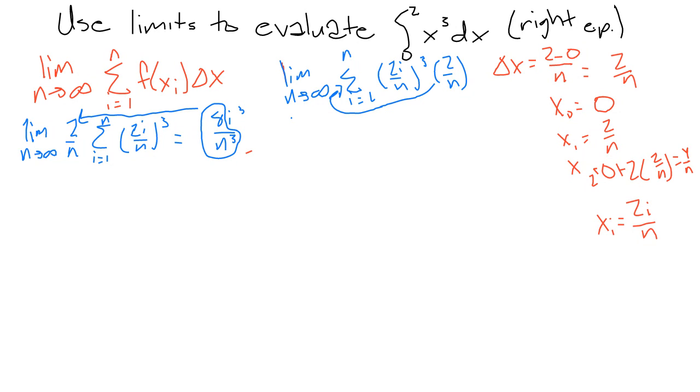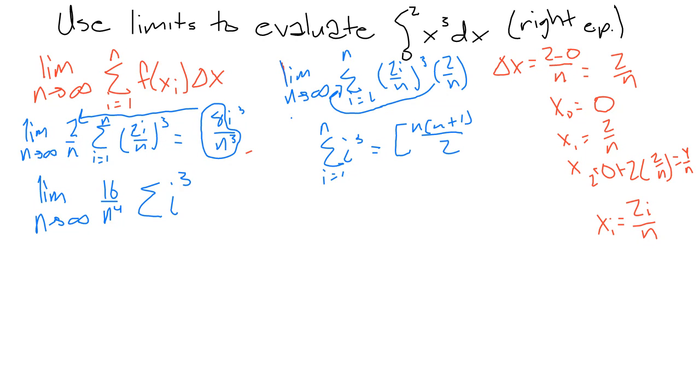So we can now rewrite this as the limit as n approaches infinity of 16 over n to the 4th times the summation of i cubed. All right, and then if we go back to those formulas from earlier to get this in terms of n, we already said the summation of i cubed from 1 to n is going to be n times n plus 1 over 2 squared.